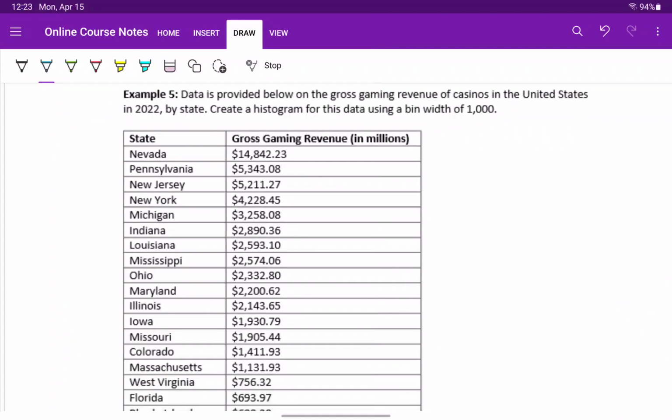In example 5 now, what we want to do is use Desmos to create a histogram. Below we have data that's provided on the gross gaming revenue, so gambling revenue, of casinos in the United States in 2022 by state. Something to mention here quickly before we move on is that this is in millions of dollars. So this first example, our first result for Nevada is 14,842. So 14,000 or almost 15,000 really means about 15 billion.